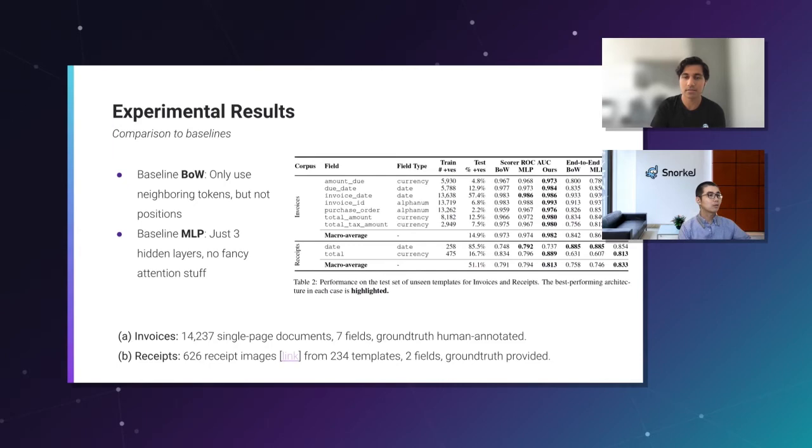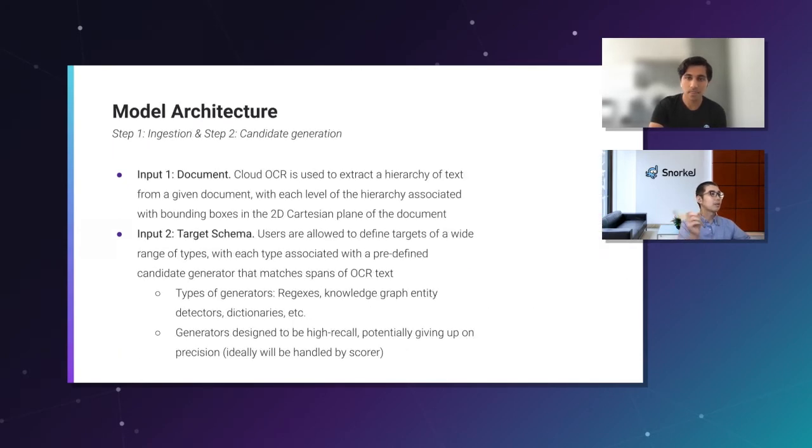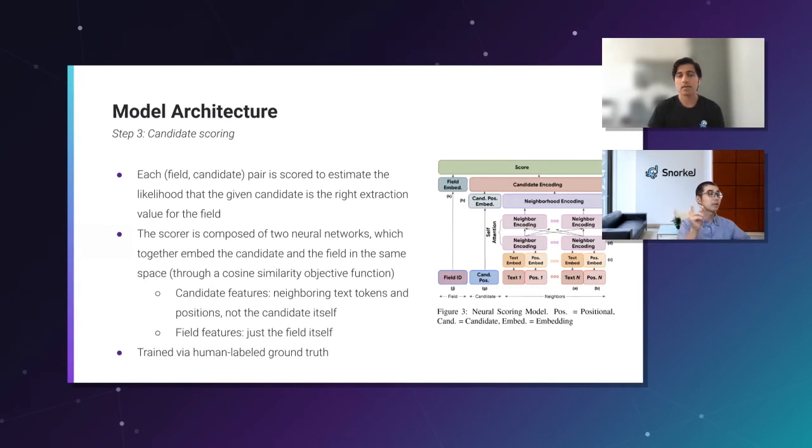I have one quick question about field and candidate. I can imagine a candidate is, for example, for date extraction, June 25th is one candidate. What's the field in this case? So the field is the thing that you'd like to extract from the document. So if June 25th is a candidate, the field might be the invoice date, the due date, something like that. Okay, so what are the features of this field?